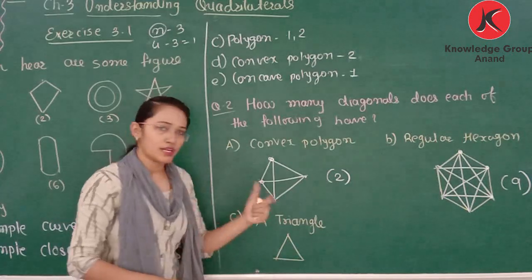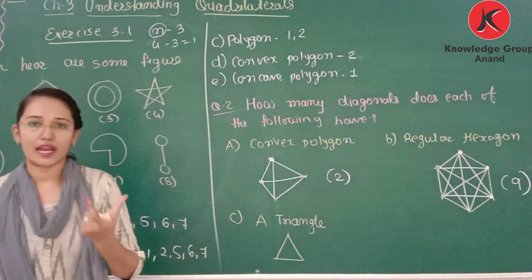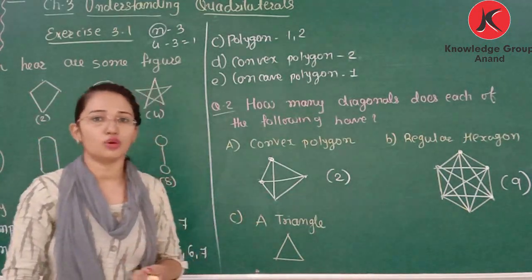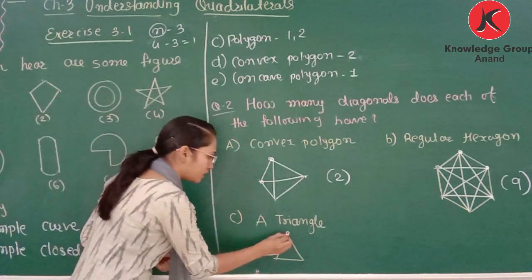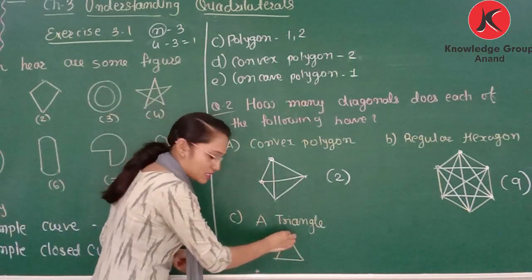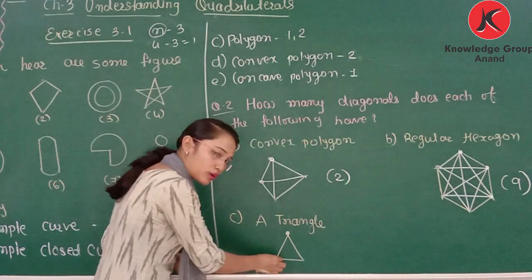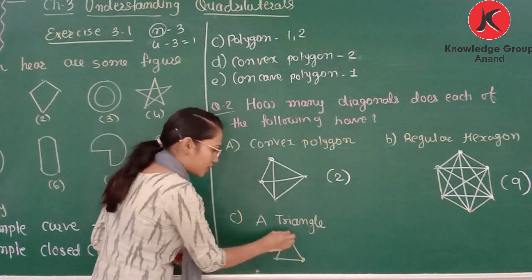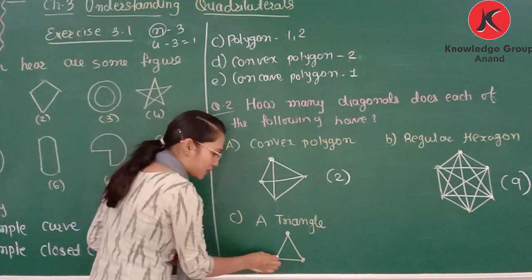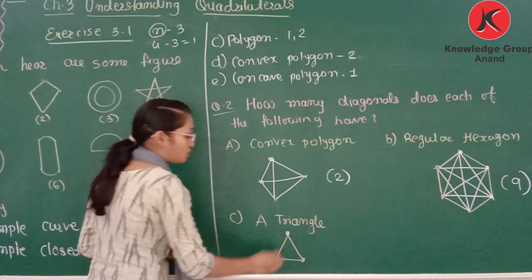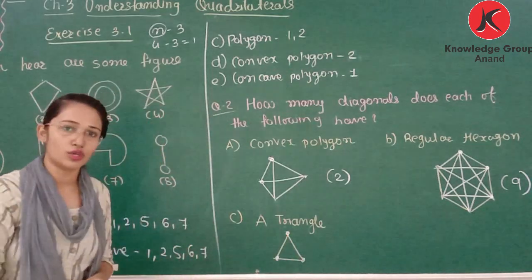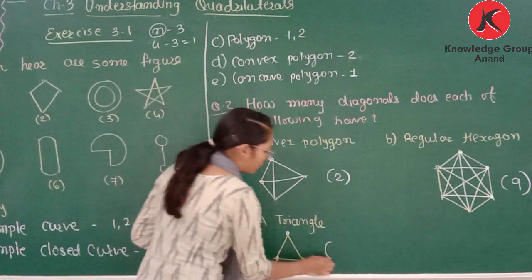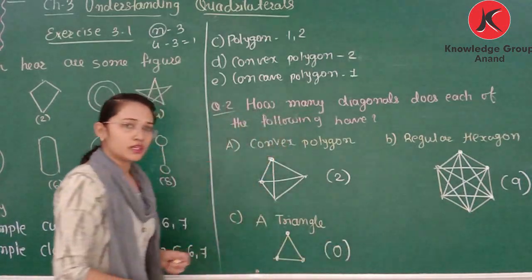For a triangle, what is a diagonal? Diagonal is a line joining 2 non-consecutive vertices. But in a triangle, if we consider these vertices, then these 2 are consecutive. If you consider this one, then these 2 are consecutive. And if we consider this one, then these 2 are consecutive. Means all vertices are consecutive to each other. That's why no diagonal can be drawn in a triangle.